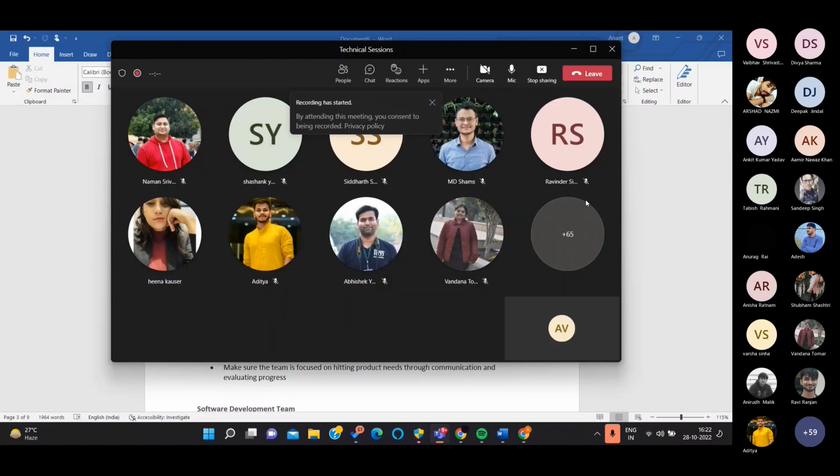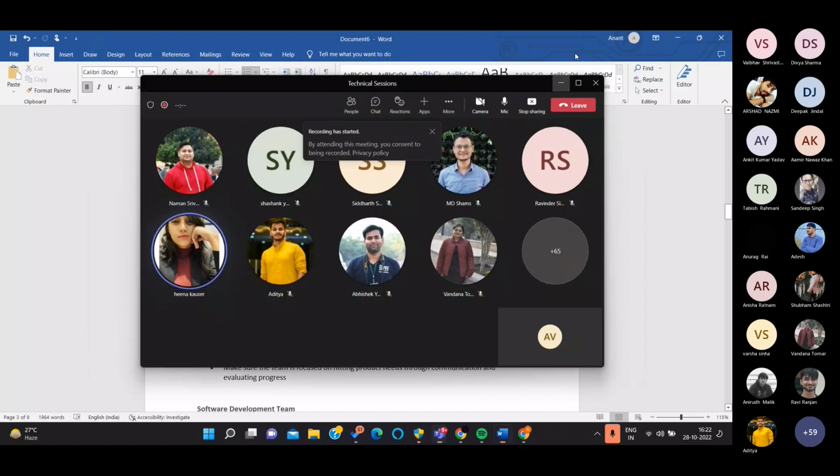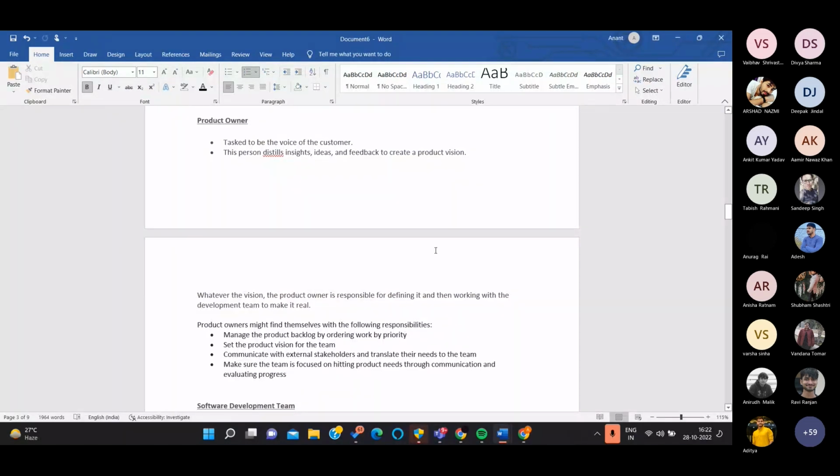Could you just let me know whether the role of a project manager and the role of a product manager are codependent or independent? Like, are they codependent on each other, or are both independent and separate?